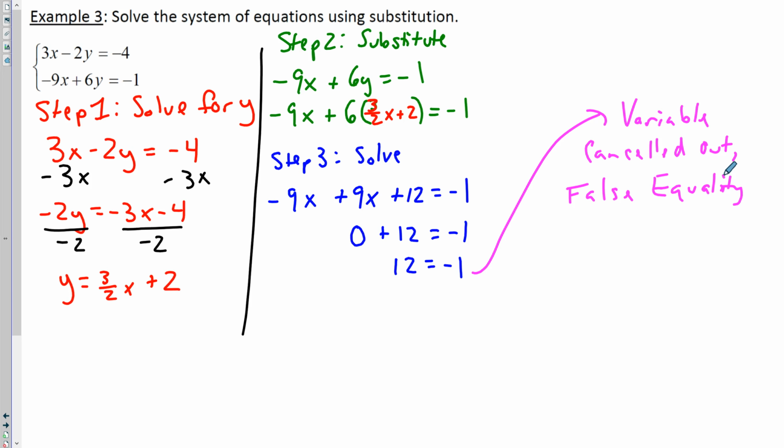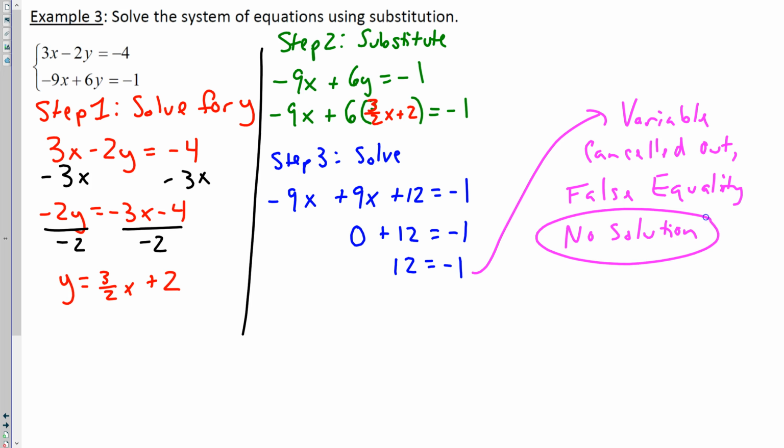And actually, we've seen this before when we were solving normal linear equations. You could have your x variable drop out and you get a false equality. In both instances, it means the same thing. This false equality means that we have no solution. There's no x and y value that would satisfy both of our equations in this system.